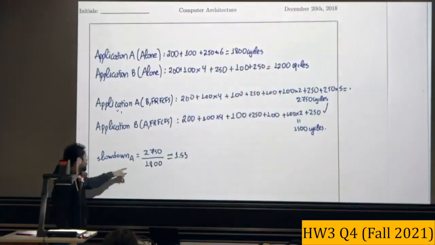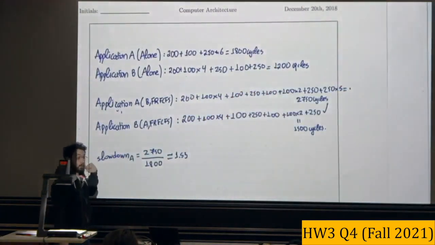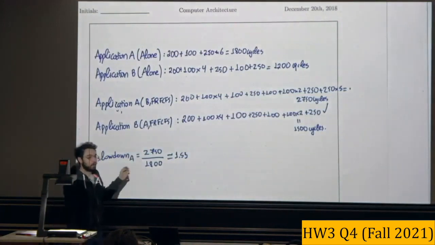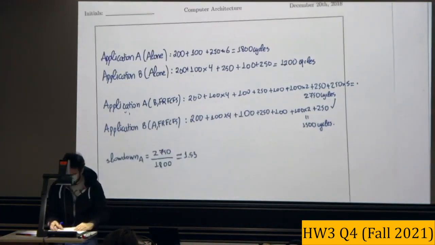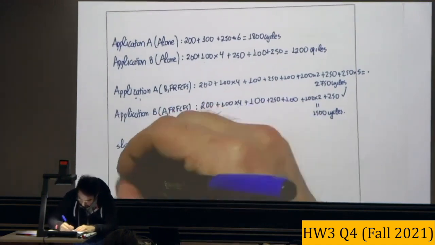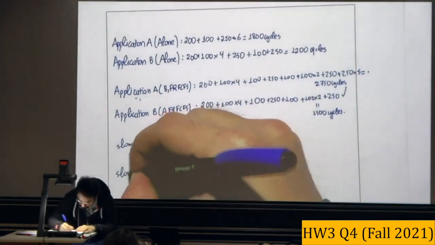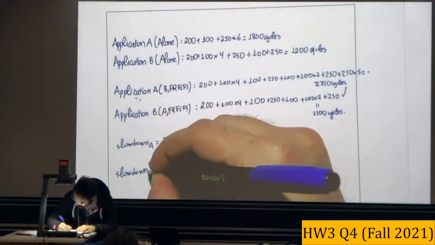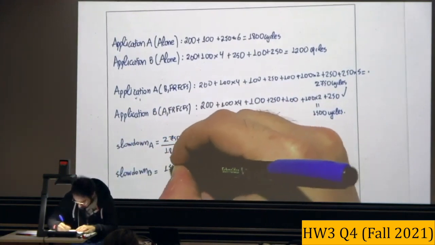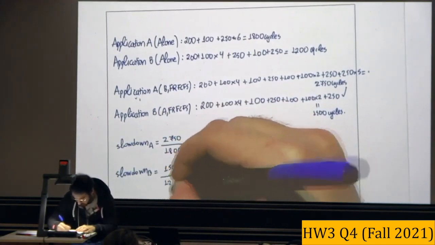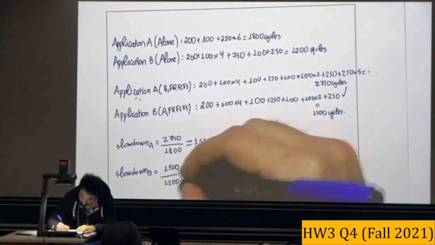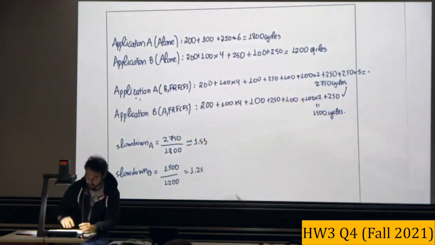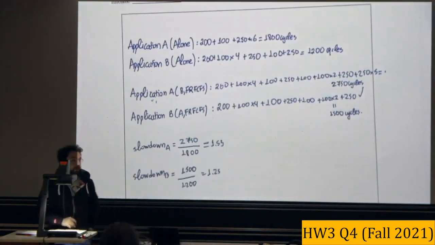How do we do that? This is the application A latency when it runs with application B over the alone execution, right? And the slowdown of B equals 1,500 over 1,200, which equals 1.15. So this is how we calculate the 2 latencies.